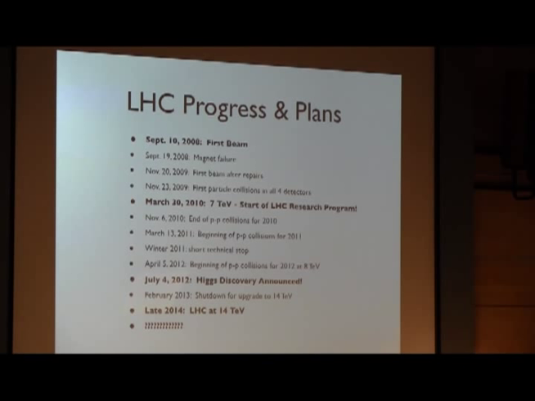So in November of 2009, they had their first beam after repairs. At the end of November, they had actual particle collisions very quickly thereafter. And we've been talking about CMS and Atlas, but there are two other detectors. By March 30th, that marked the start of the LHC research program, when they finally got the energy up to 7 TeV. So that's a collision energy of 7,000 times the mass of the proton. They shut down for the winter.